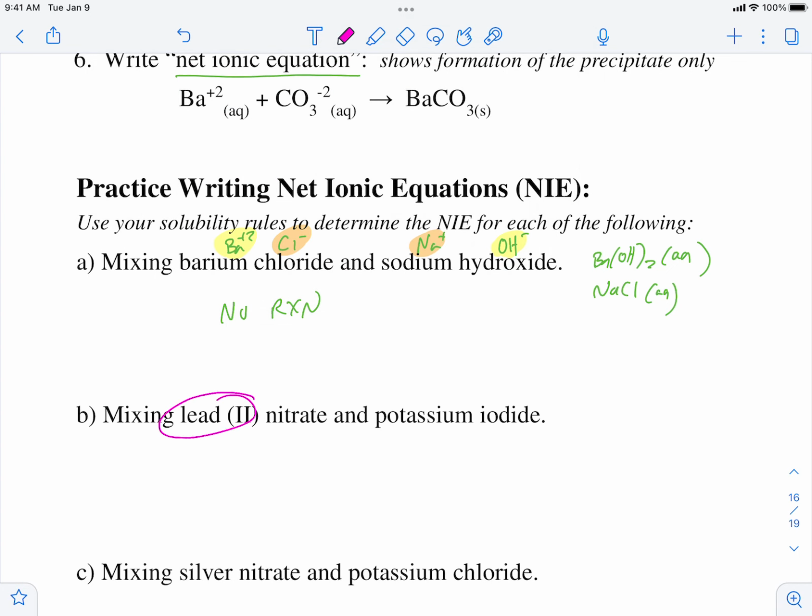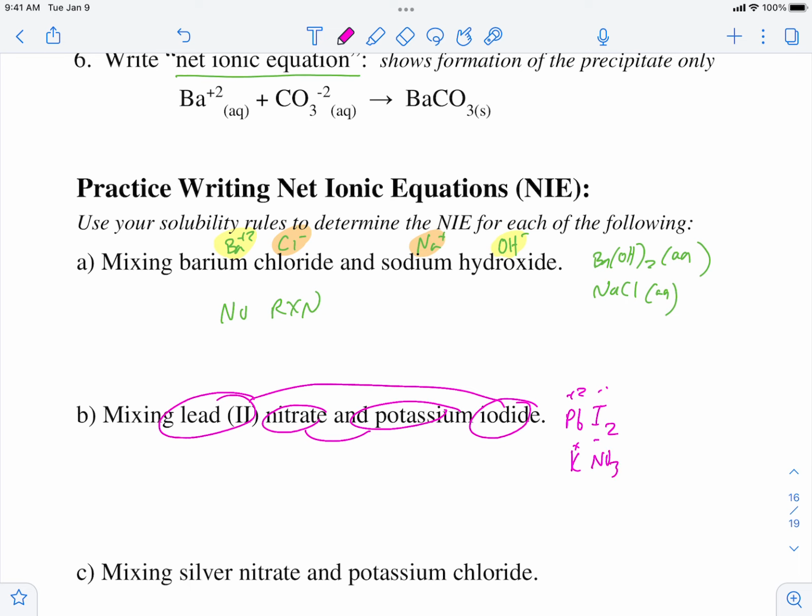Okay, let's try the next one. So lead and iodide will come together. Potassium and nitrate will come together. So we need to check our rules. Lead, that's a charge of +2. Iodide is -1, so therefore that's the formula. Potassium is a +1. Nitrate is a -1, so that formula is okay. But we have to check the rules.